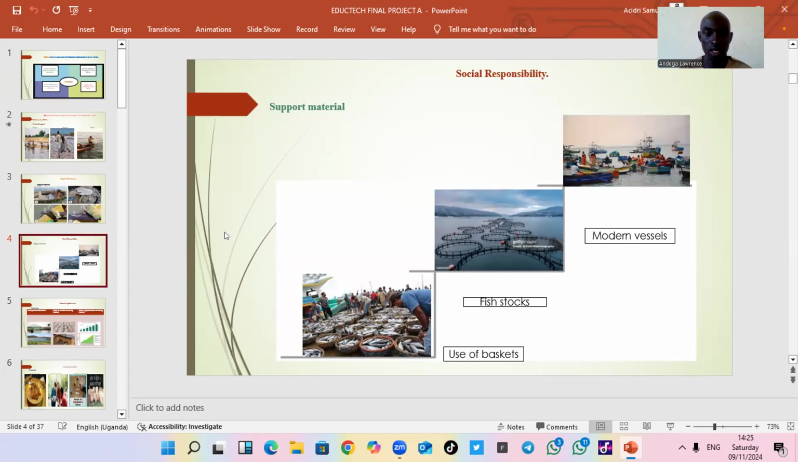For me, I like supporting those, especially in these pictures. The first picture, where the slide is, talks about people in East Africa who, after collecting fish from water bodies, put them in very good containers like baskets. The baskets are very vital. Why? They are used for preservation of fish, for keeping fish to avoid damage. And that is one of the social responsibilities I'm talking of.